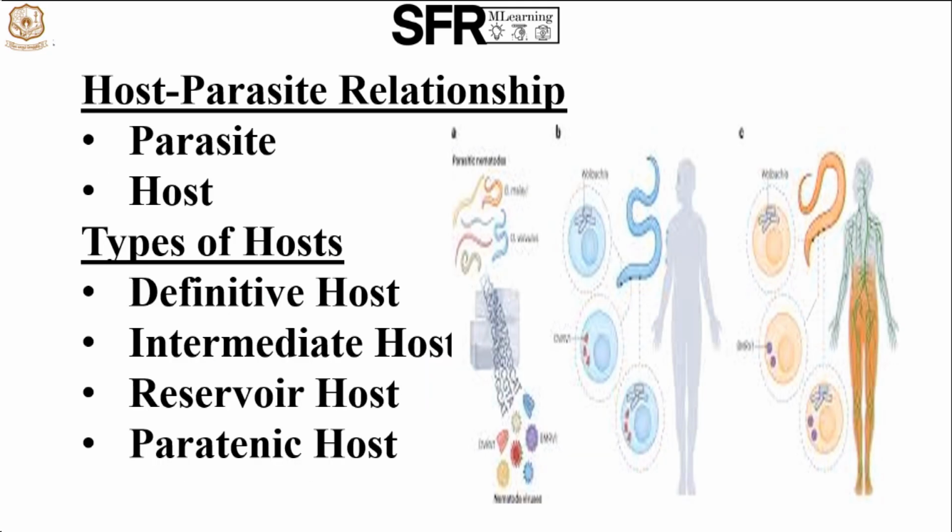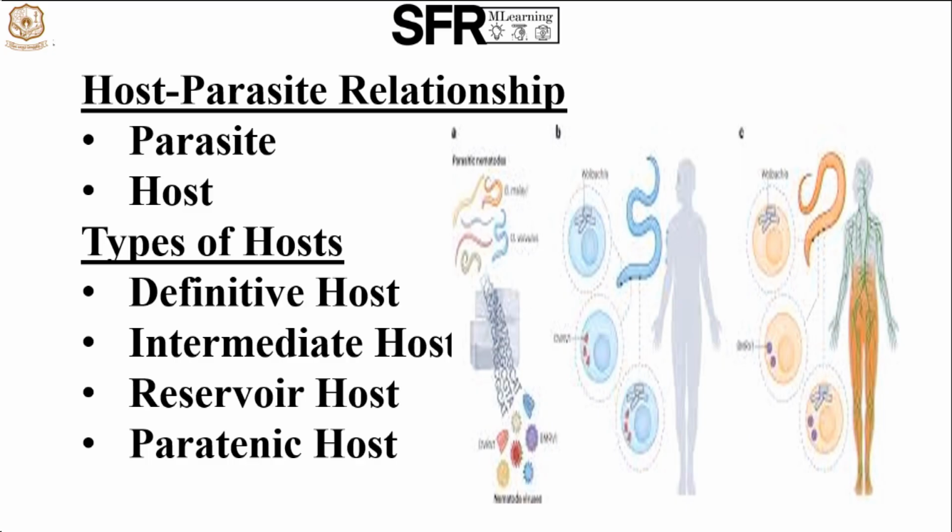Next, we can see about the host parasite relationship. A parasite is an organism that lives on or in another organism, which is called the host, and it gets food from, or at the expense of, the host. A host is an organism that provides nourishment and shelter to the parasite. Types of host. There are four different types of host: first one, definitive host, second one, intermediate host, third one, reservoir host, fourth one, paratenic host.